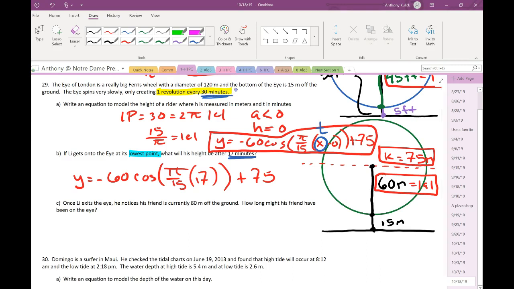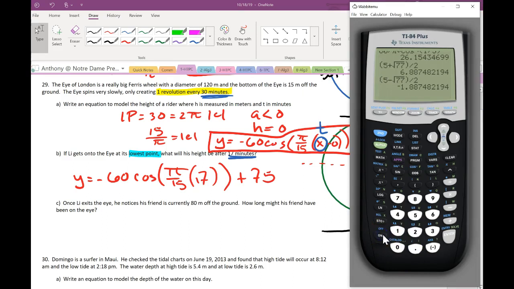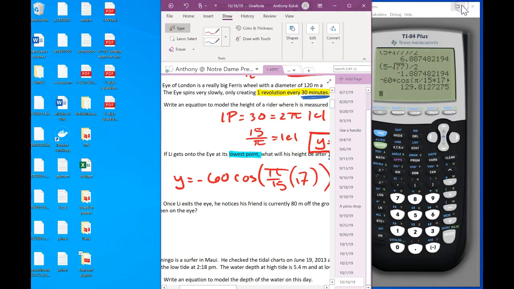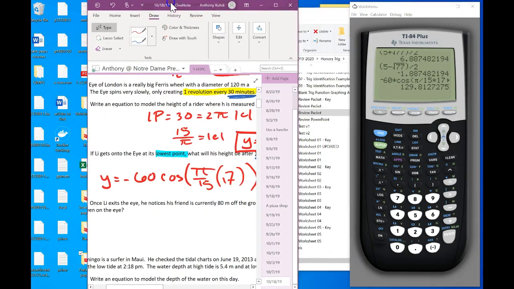So, I have a lot of trouble trying to plug things into my calculator. Could you pull up the calculator and maybe something? Absolutely. So, I'll do negative 60 times cosine of pi divided by 15 times 17, close parentheses, plus 75. And I get 129.81. If you're getting an unreasonable answer and you think you've plugged in things correctly, what's the most likely problem?